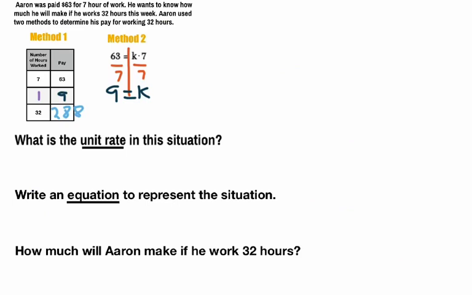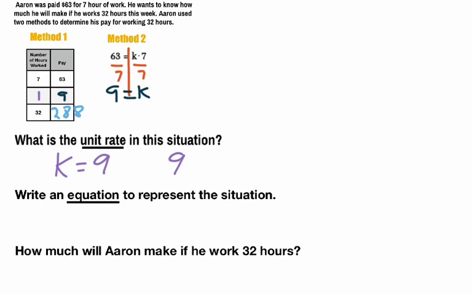So, looking at this real quick to finish up with the example, what is the unit rate in this situation? Let's fill it out. The unit rate we have, I'll do this in purple. Unit rate is 9. We could put k equals 9 if you want, or we could just say 9. Basically, he's making $9 an hour. And that's our unit rate.